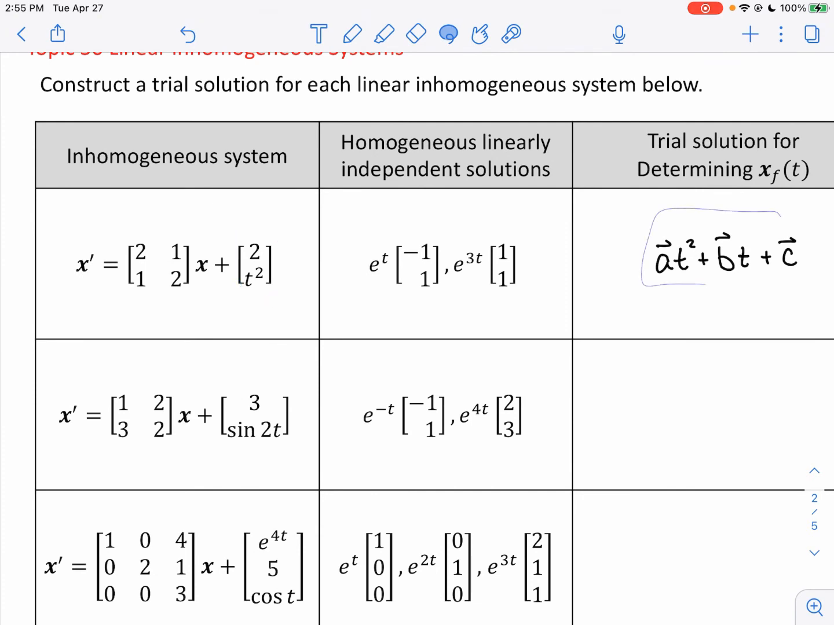Also notice none of these are of the same form as what you see here, which is a vector times e to the t and a vector times e to the 3t. None of those match these forms, and so we don't have any complications.